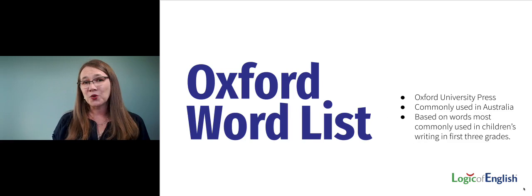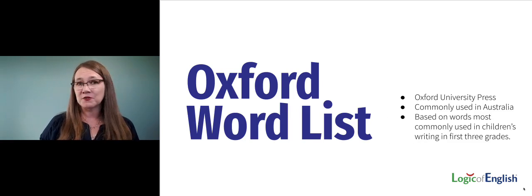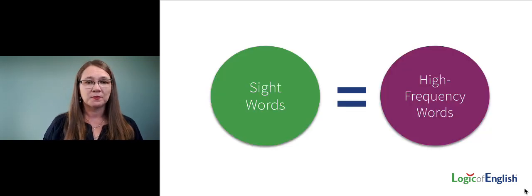Finally, there are many word lists, one of which is the Oxford word list. And it's interesting because in different school systems around the world, they use different word lists. The Oxford word list is used in Australia, and this research was based on children's own writing in the first 3 grades. So what words do children write? And we'll help them learn to read and to write the words that they are using in their own language.